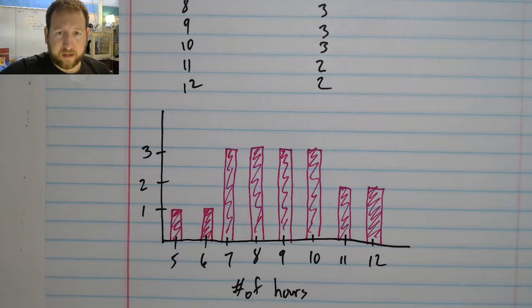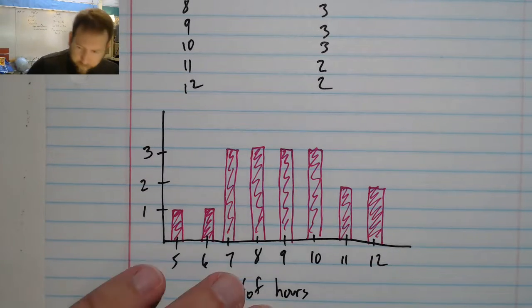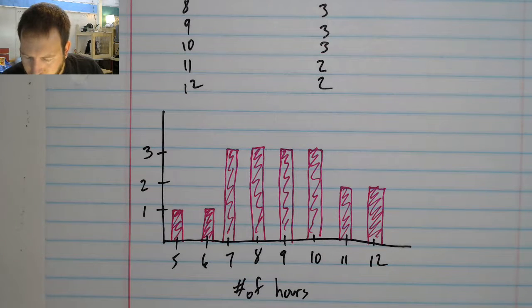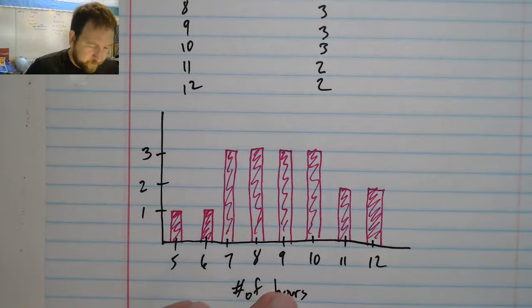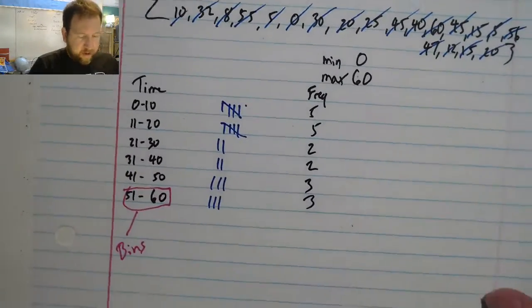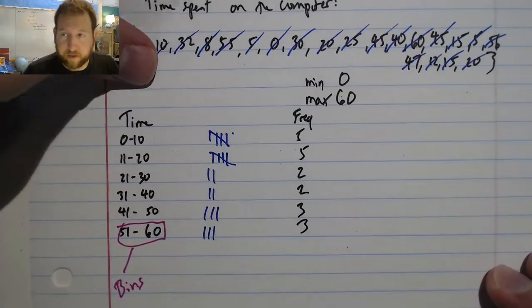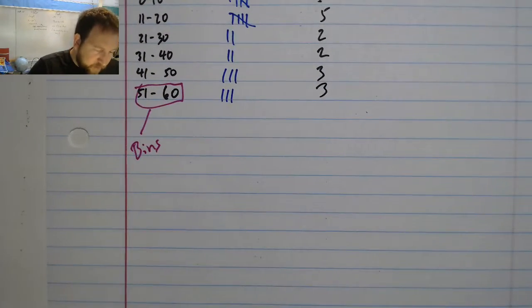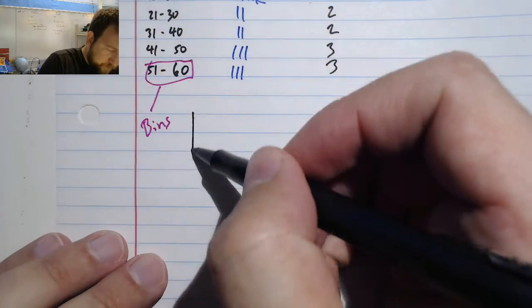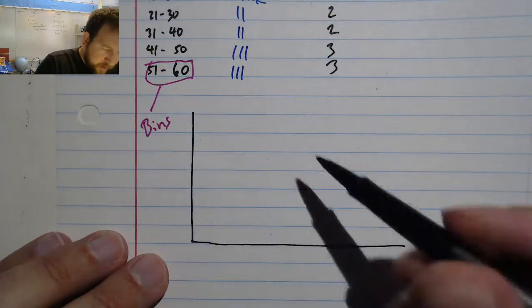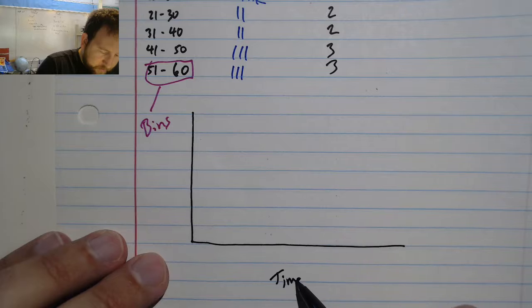I'll do one more example if you would like. And I'll be borrowing the same data that I used from last time, just because the data is kind of a pain. And we'll look at the time spent on the computer graph. So this time, again, I'm going to build my graph. And I'm going to put my time at the bottom.